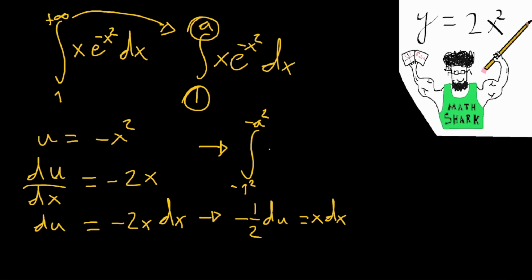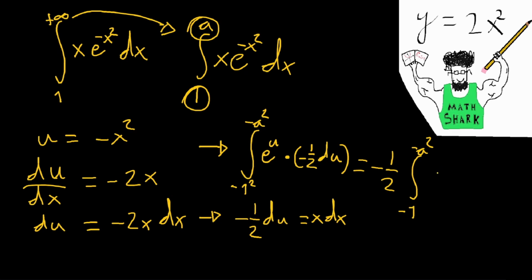So we get e to the u times minus a half du, which gives us, by bringing the constant minus a half out, this integral, which is much easier than our original. So the next step would be to compute this. And let's do that now.